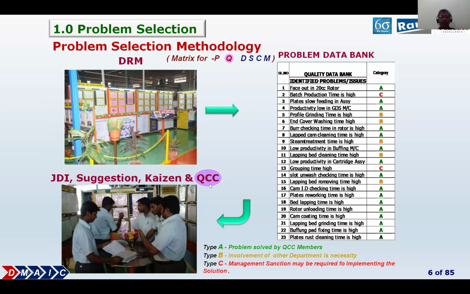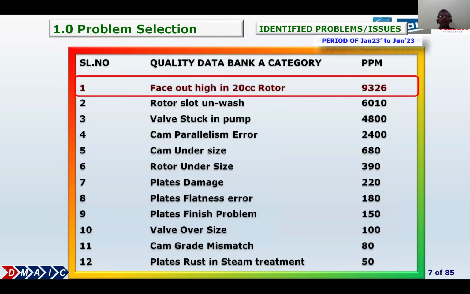I consider this a QCC and DMAIC project function. The types of problems: A, problems solved by QCC members; B, where involvement of other departments is necessary; and C, the management section. This is categorized here. This one is basically a problem solved by QCC members, so we selected it. These are all the data we have taken from our data bank. The phase out high in 20 cc rotor costs 9326 ppm, so we consider this as our project.